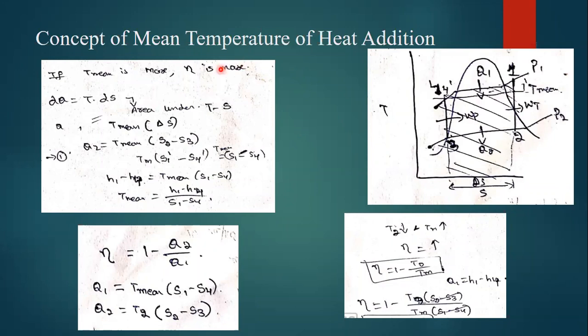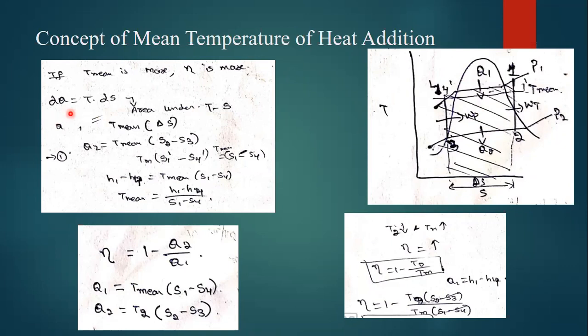Here, mean temperature means the average temperature of the whole cycle. Here we have T3, T4, T1, T2. Suppose we add all those and average them, then we get some mean temperature. The average of all these temperatures gives us the mean temperature. If this average temperature is high, then efficiency is going to be high. So now we are going to prove that.